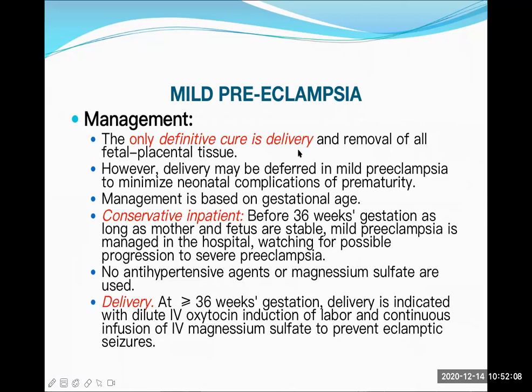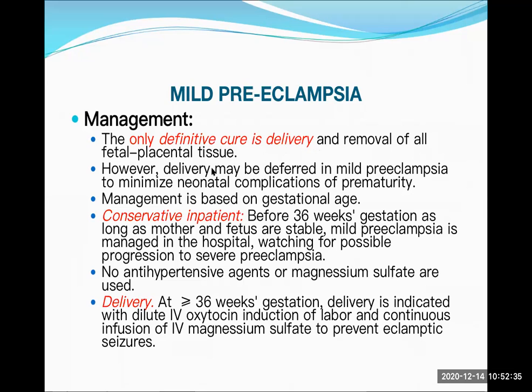Now, sometimes we cannot deliver the baby. For example, if it is a very premature baby, then we need to go for conservative type of management. But if the baby has already crossed 34 weeks of gestation, lungs are already mature enough, then we can make this type of decision. Removal of all fetal placental tissue will cure preeclampsia. So this is a very good point to know.